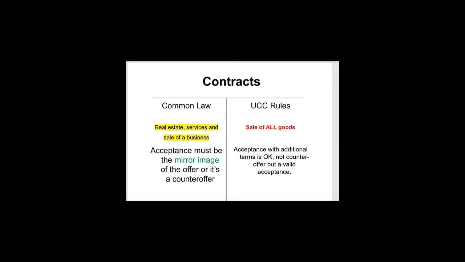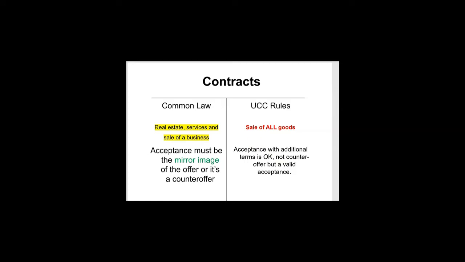So let's start by going over some basics, the difference between common law rules and UCC rules with regard to contracts. Well, contracts will follow the common law rules if they're for real estate, services, and the sale of a business. Those contracts will follow the common law rules. Whereas if the subject matter of the contract was the sale of goods, then the UCC rules would apply and the common law rules would not.